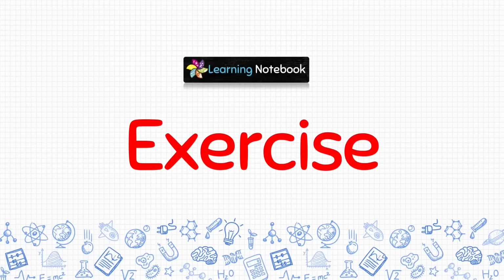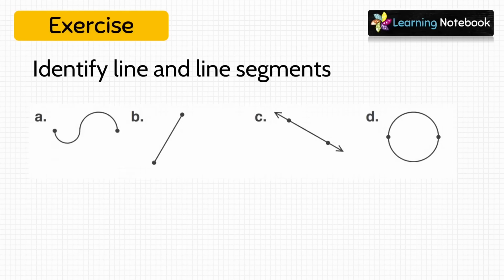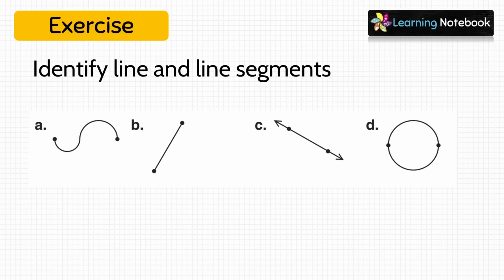Now, let's do some exercise. Here, we need to identify line and line segments. First, take a look at figure A. A is not a straight path, so it is neither a line segment nor a line. Now, take a look at figure B. It has 2 endpoints and has a definite length. So, it means it is a line segment.